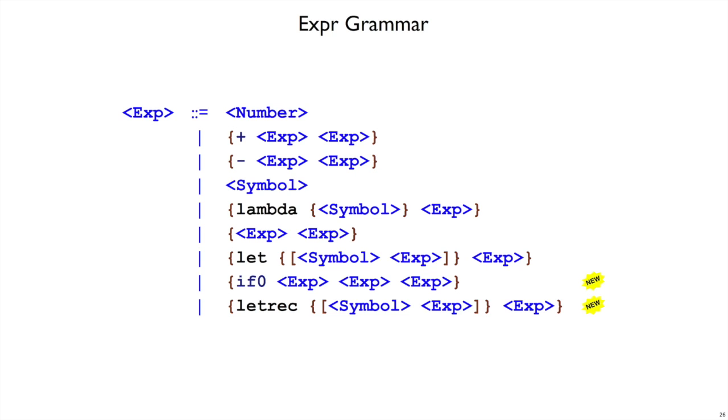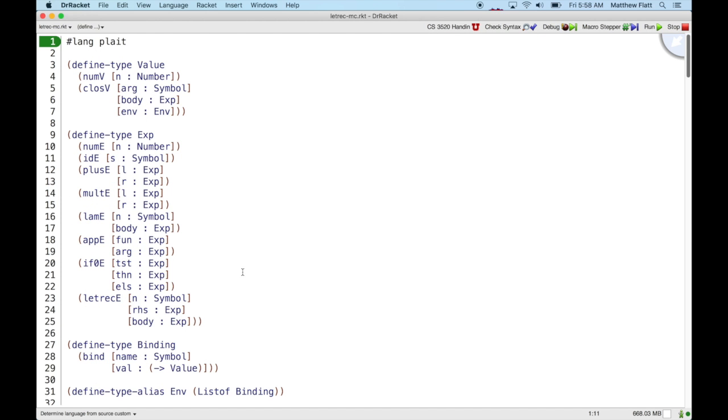Let me show you this implementation in just a little more detail. We have extended our Curly grammar with letrec, but we're also going to add an ifzero form because that's handy for writing recursive functions. That way you can make them terminate as test cases. So we're going to add ifzero and letrec.